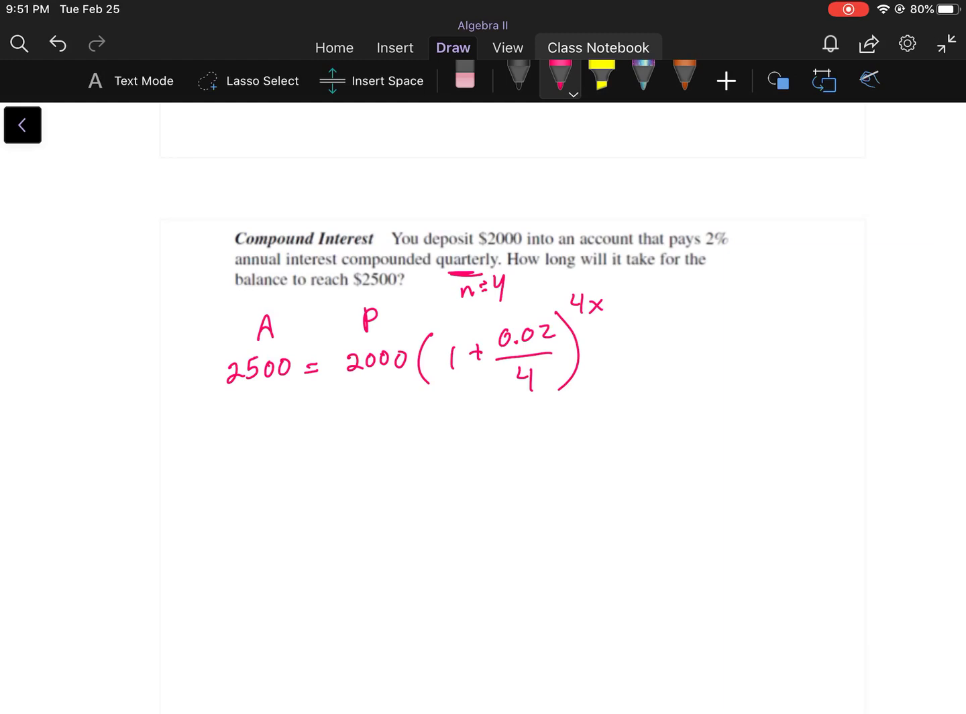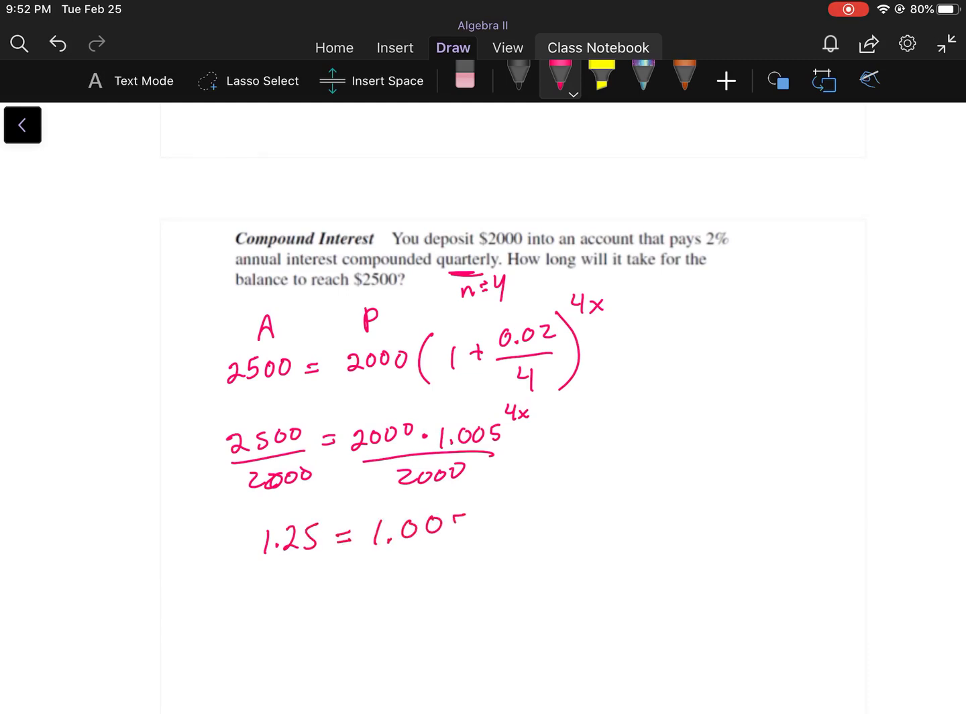Okay, so what I'm going to do is simplify the base as much as possible. 0.02 divided by 4 plus 1. So that's going to be 1.005 to the 4x. Divided by 2,000. So I'm trying to get the base by itself first. So 1.25 equals 1.005 to the 4x power.